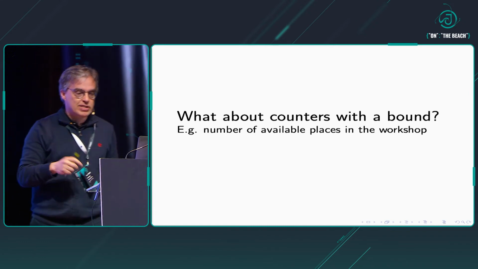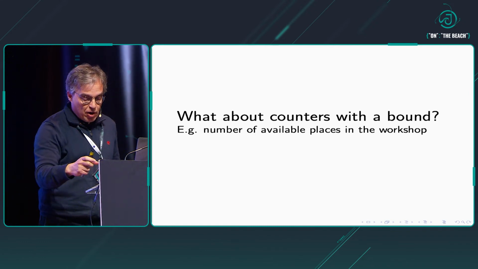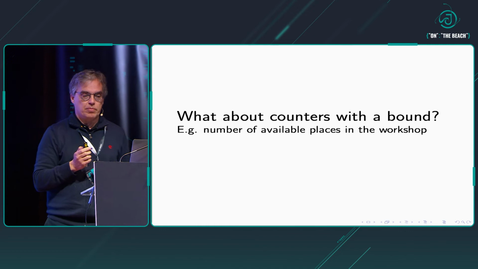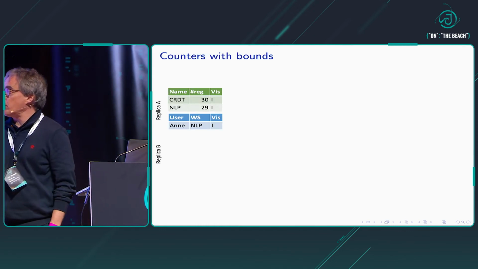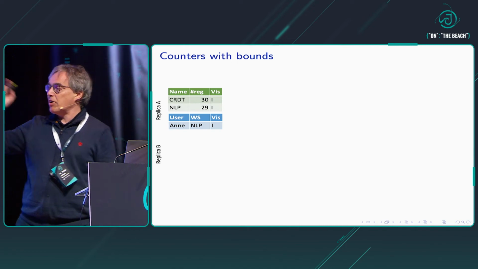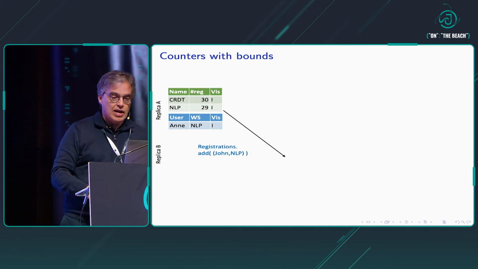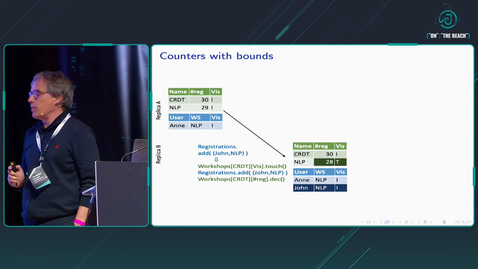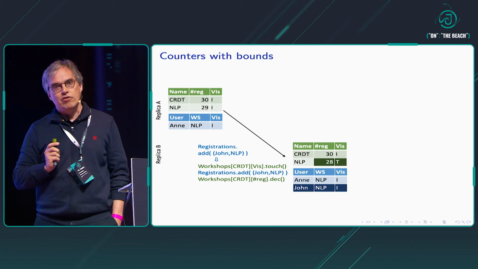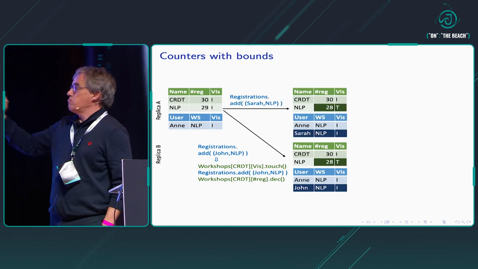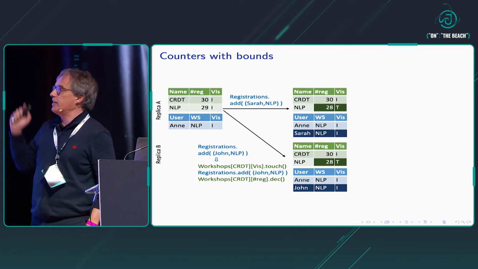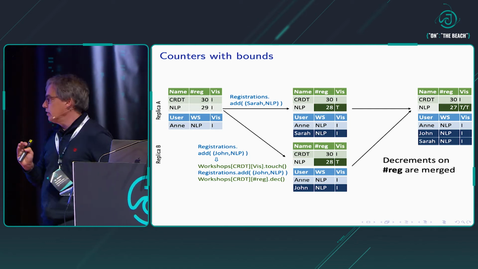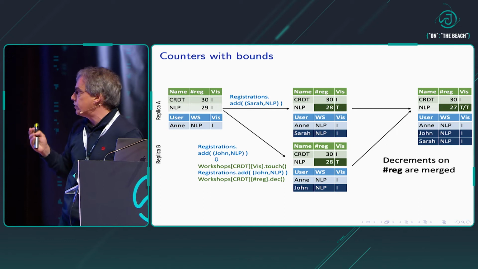The second example is about counters, and about counters that have bounds. For example, the number of available places in a workshop. So I have the number of registrations that are still available. When I register someone, I do the touches and I decrement the number of registrations. It was 29 for NLP, now it's 28. If I do another registration in the other replica, it is also 28. When I merge the counters, the decrements are merged and I end up with 27.